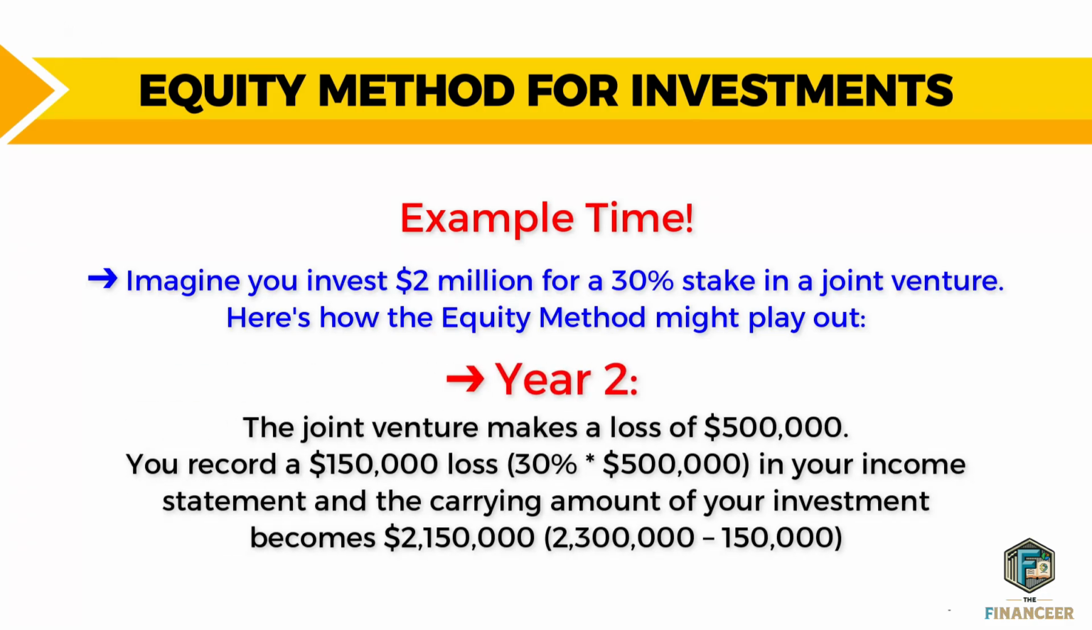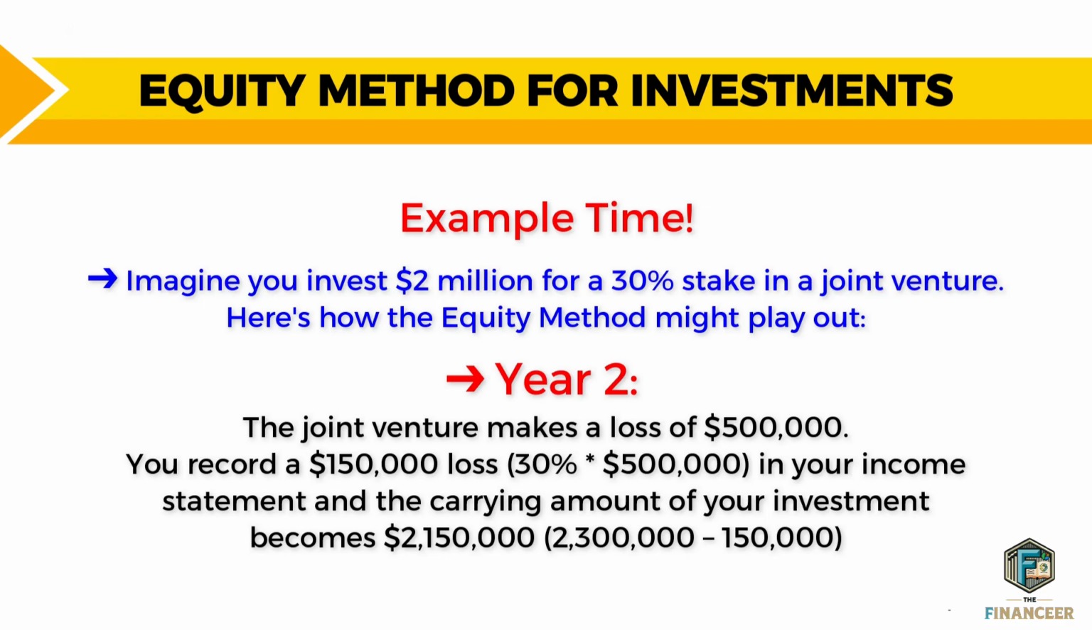When it comes to the second year, the joint venture makes a loss. So this is another assumption: in the second year the value of the loss is 500,000. So exactly like what you recognize as a share of the profit, you are going to recognize also your share of this loss. So your share of the loss will be $500,000 times the 30%, meaning that you are going to recognize a loss equal to $150,000.